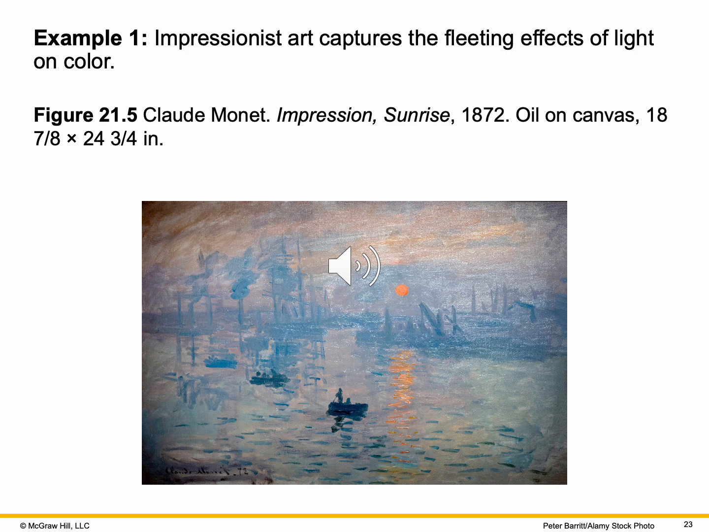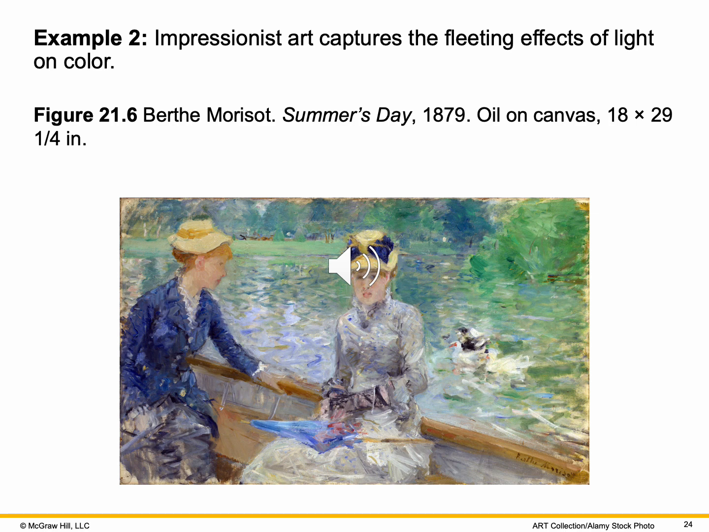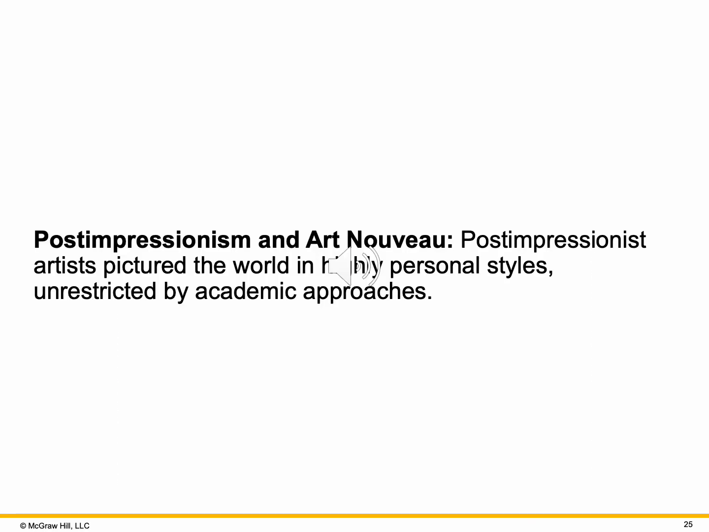The boats in the harbor and the factories and the equipment on the shore are suggested by sketchy brushstrokes that evoke shapes but do not describe the surface or the textures. It is as if we are seeing this scene through the rippled surface of the water. Example 2, Summer's Day, painted in 1879.